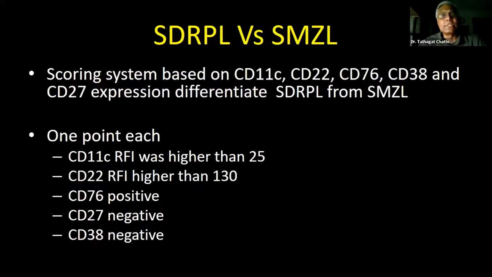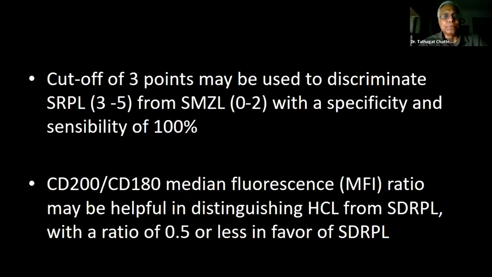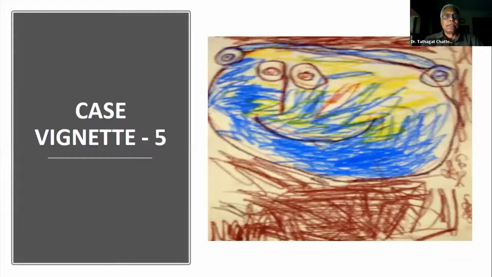Now we have a scoring system based on CD11C, CD22, CD76, CD38, and CD27. And this scoring system has now been implemented in the latest WHO classification. We give 1 point each based on the RFI. And based on these points, we can diagnose SDRPL and differentiate it from SMZL. Cutoff being 3 points.